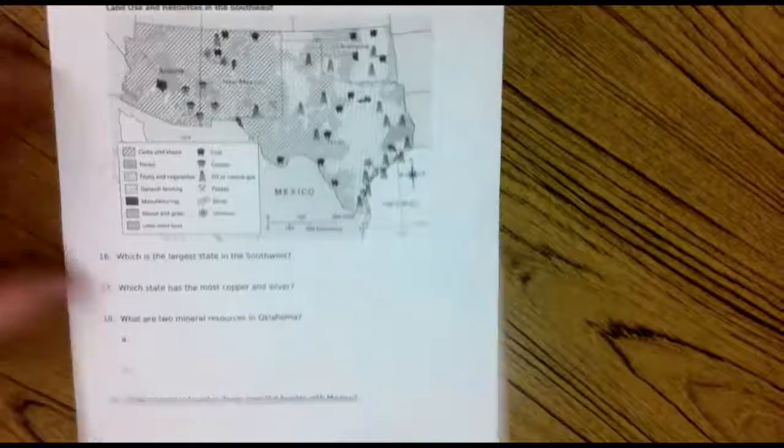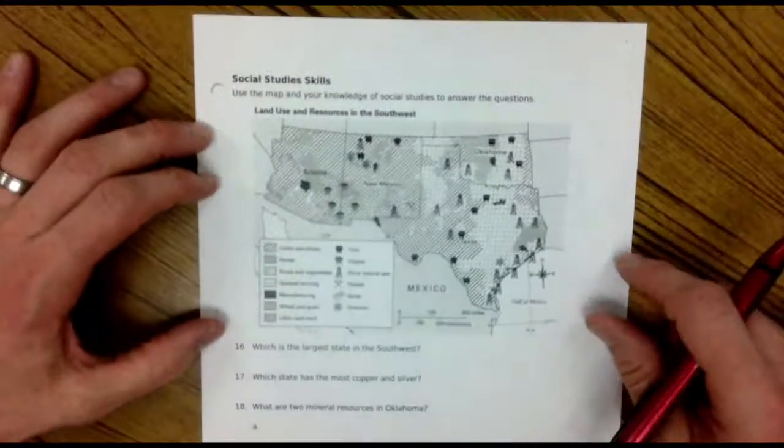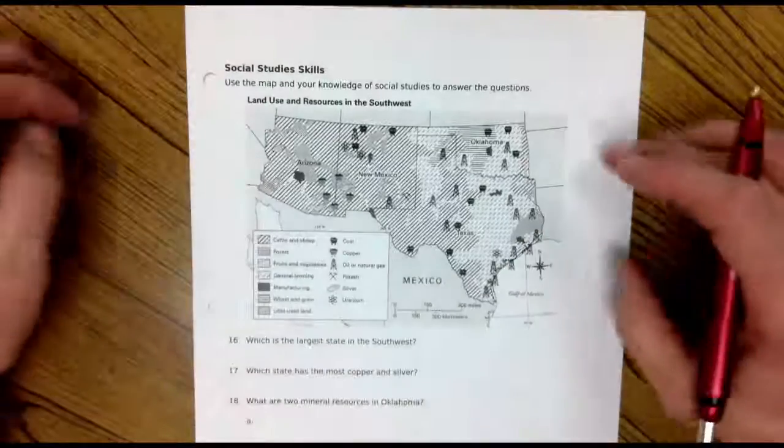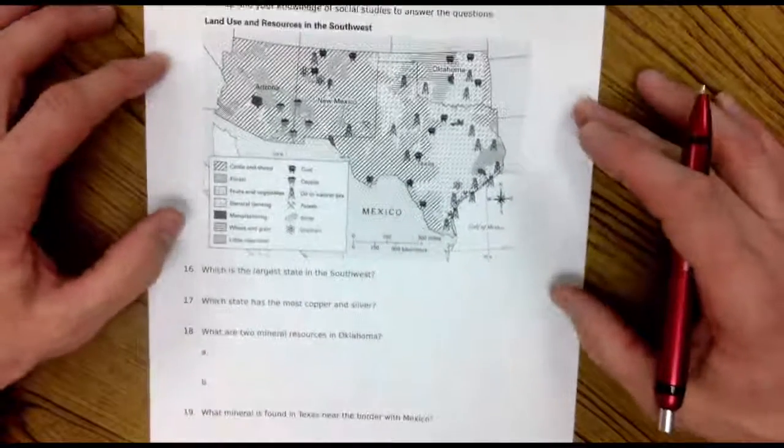Don't forget, these go in front, and you write them out. One answer per multiple choice. All right, social studies skills. Use the map and your knowledge of social studies to answer the questions. Exact map that we've been working on in our book whole chapter.